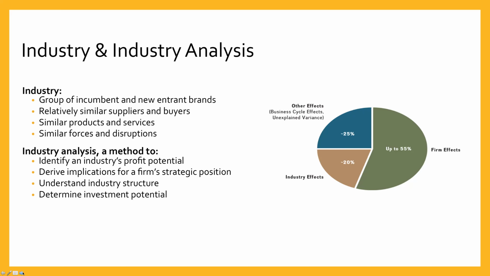Very similar suppliers and buyers, similar products and services, maybe not always identical, and similar forces and disruptions. So when we did our private brand for mayonnaise, Duke's, I don't know what you like, but Duke's was hugely popular in the Richmond marketplace. So we called our private brand company and we said, hey guys, it was a company called Topco, Skokie, Illinois.